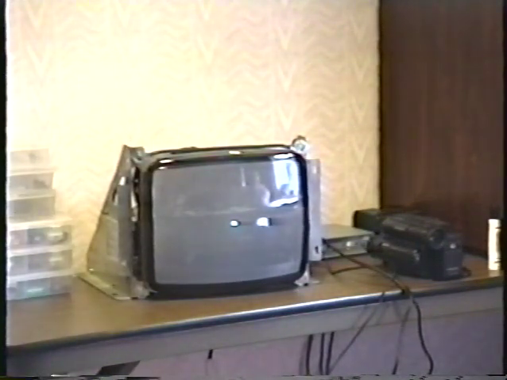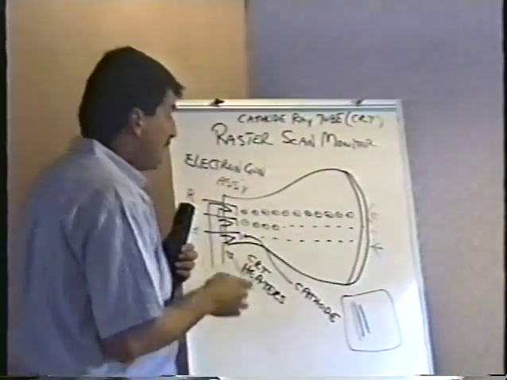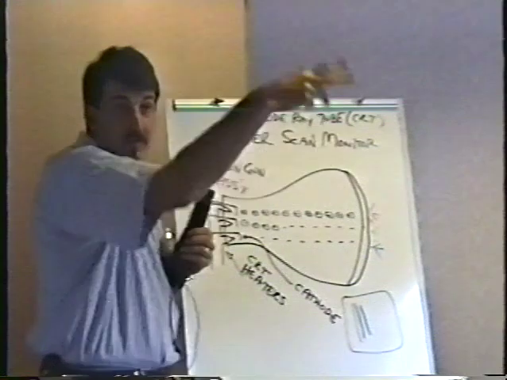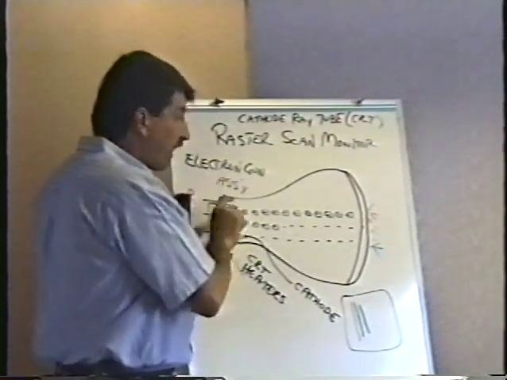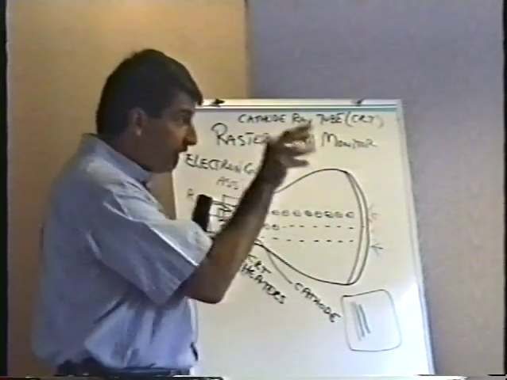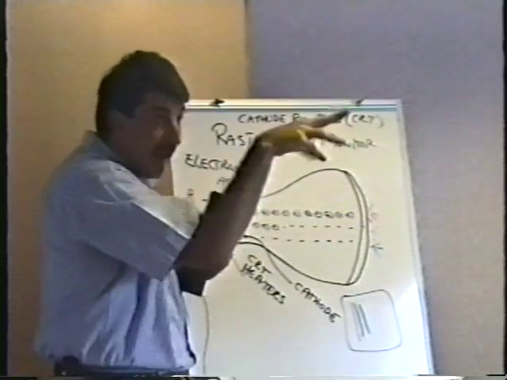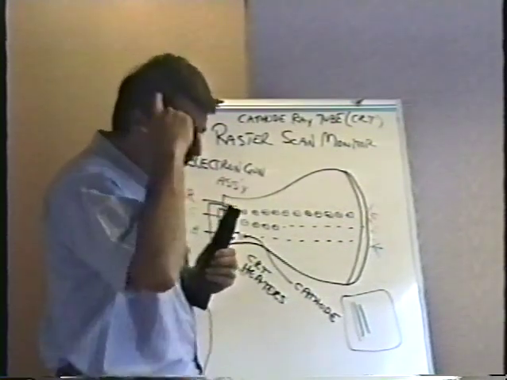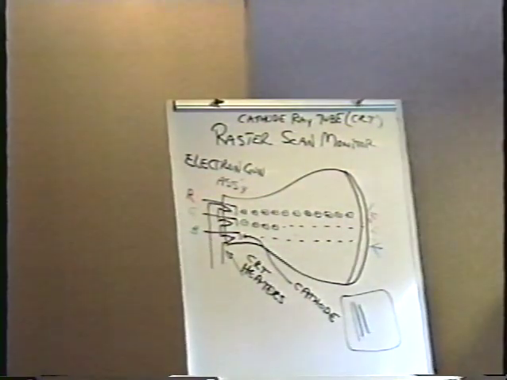Well, it would be awfully nice if we could somehow move that spot around. If we can move that dot around, we can make it draw some kind of a picture on the front of the screen. Unfortunately, the electron gun is fixed in the neck of the picture tube. The electron gun can't move around and scan around on the front of the screen. The gun just shoots straight ahead and makes this dot that we see right in the middle of the screen here.